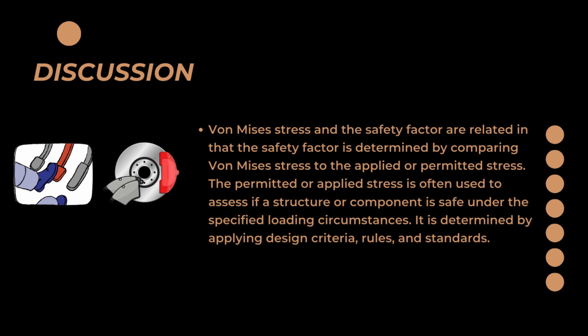Von Mises stress and the safety factor are related in that the safety factor is determined by comparing the von Mises stress to the applied or permitted stress. The permitted or applied stress is often used to assess if a structure or component is safe under the specified loading circumstance. It is determined by applying design criteria, rules and standards.